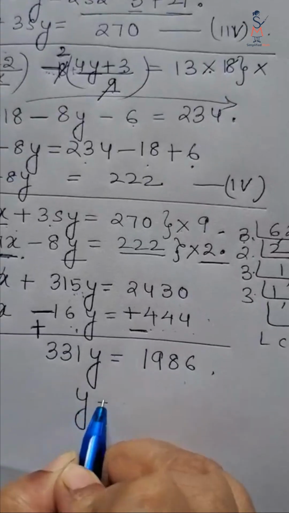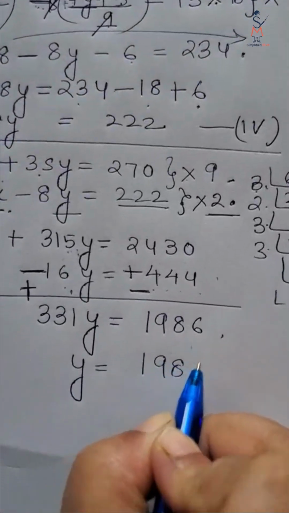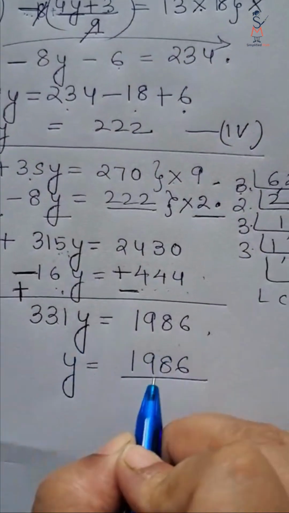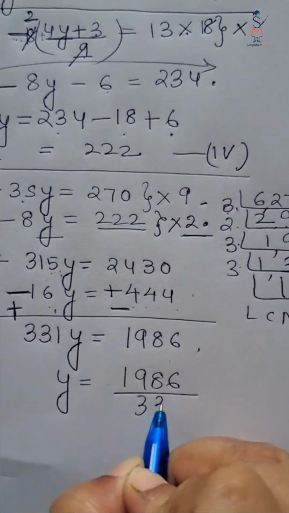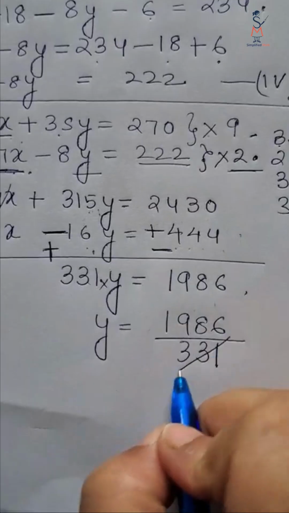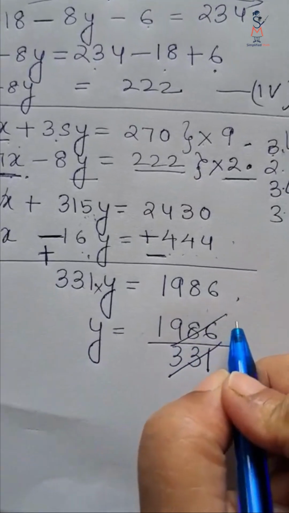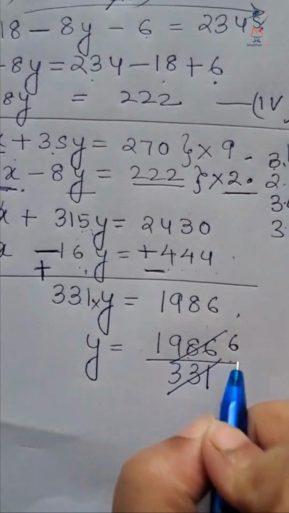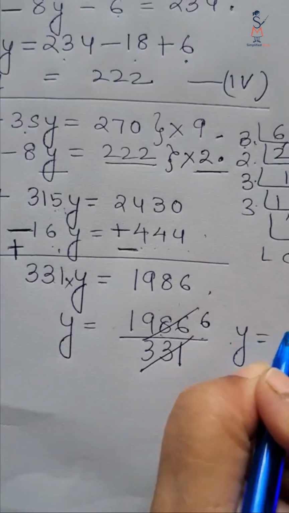So y is equal to 1986. 331 comes to the other side and it becomes divide, because here it is multiply. So now 331 into 6 is 1986. So the y value becomes 6.